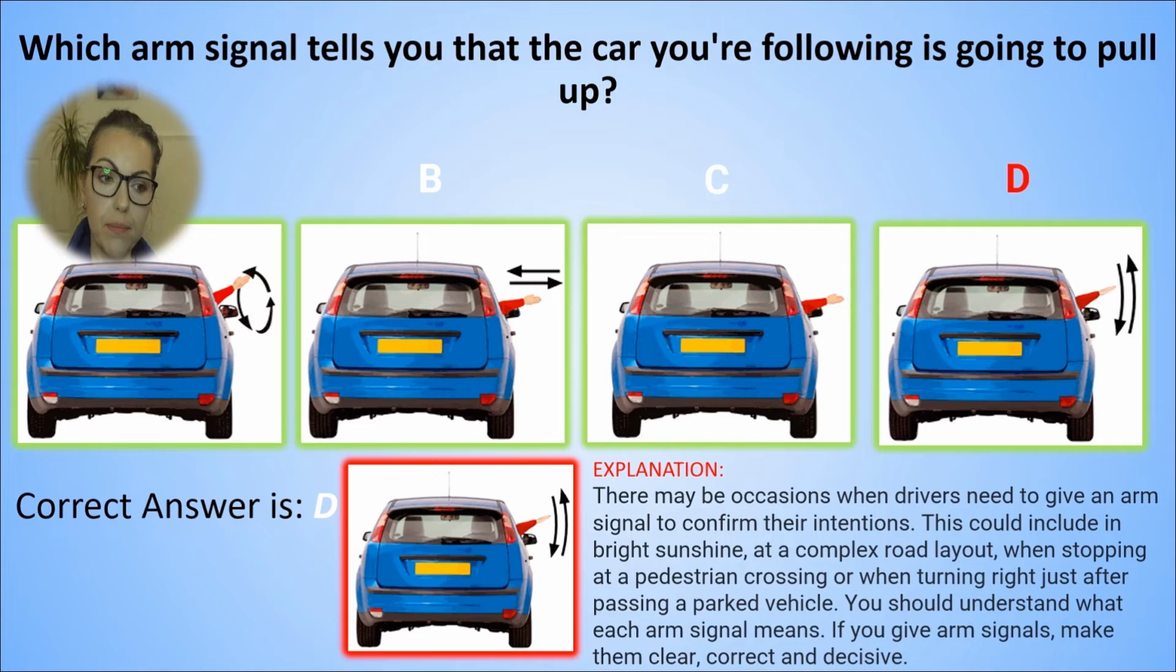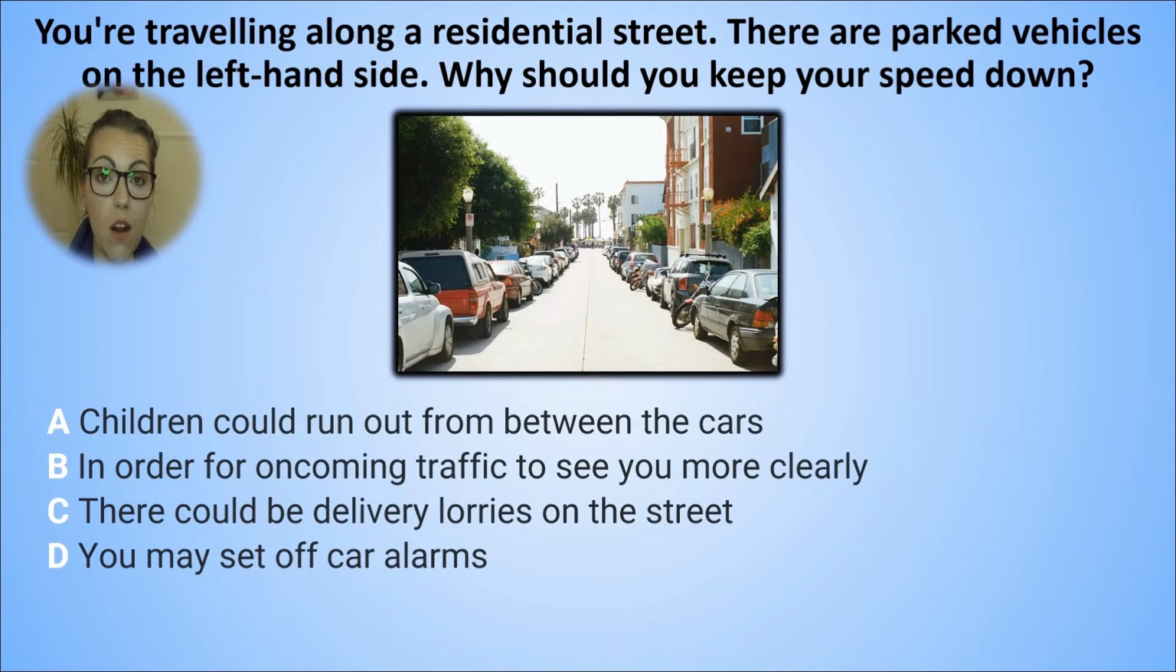Next question. You're traveling along a residential street. Pay attention to the image. There are parked vehicles on the left-hand side. Why should you keep your speed down? A. Children could run out from between the cars. B. In order for oncoming traffic to see you more clearly. C. There could be delivery lorries on the street. D. You may set off car alarms.